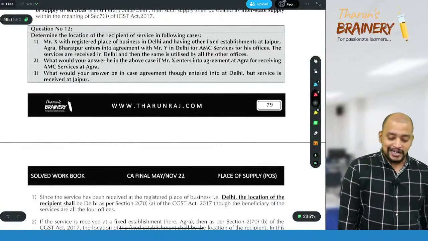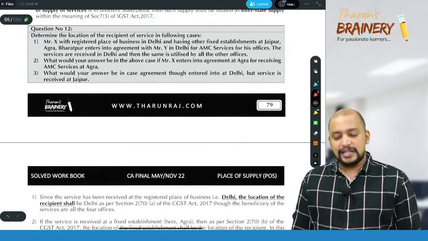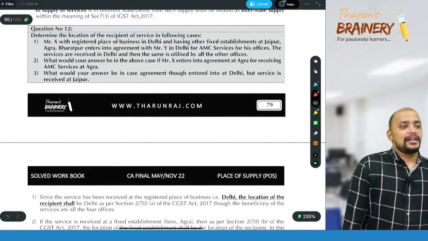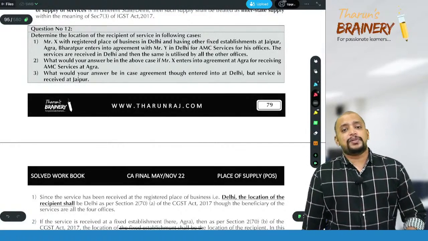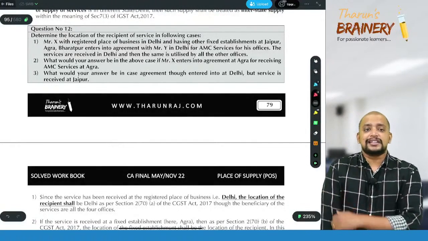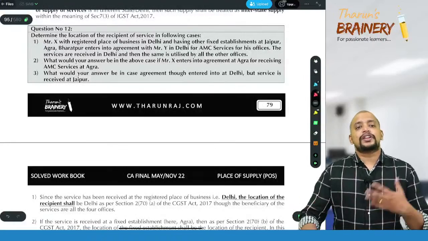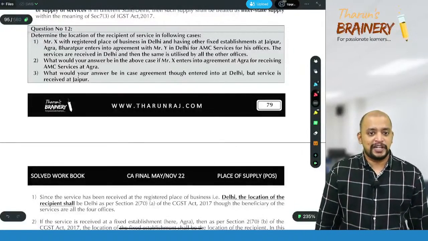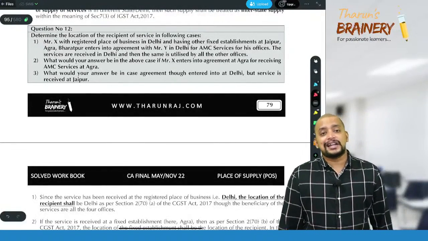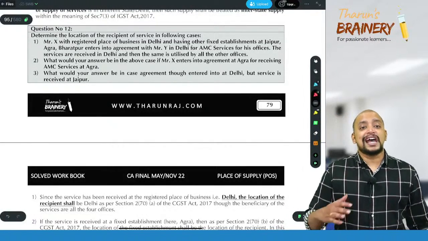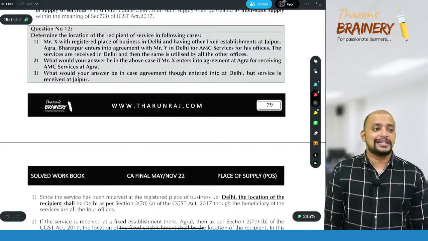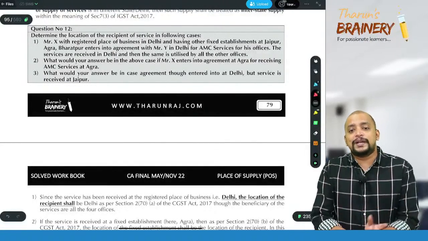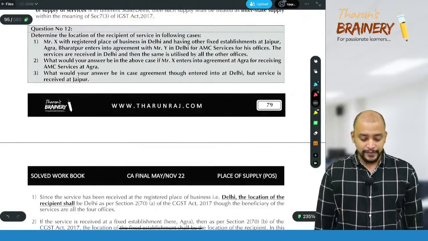If they are registered, the registered place. If they are not registered, the fixed or business establishment. If they are receiving services for more than one fixed establishment or business establishment, that establishment which is most directly concerned. So for this service, what is the establishment most directly concerned? Delhi. So that will be taken as the location of recipient.